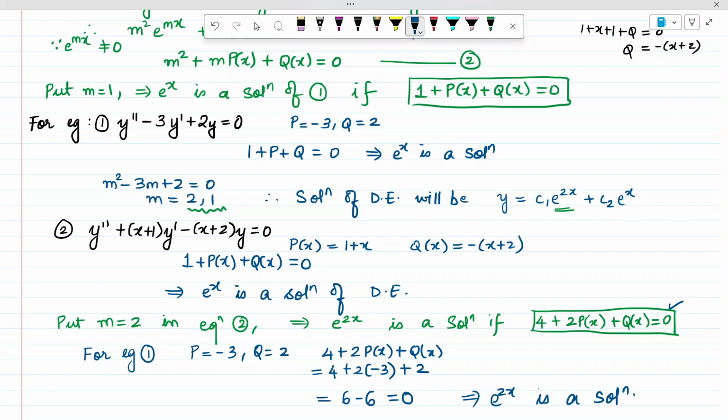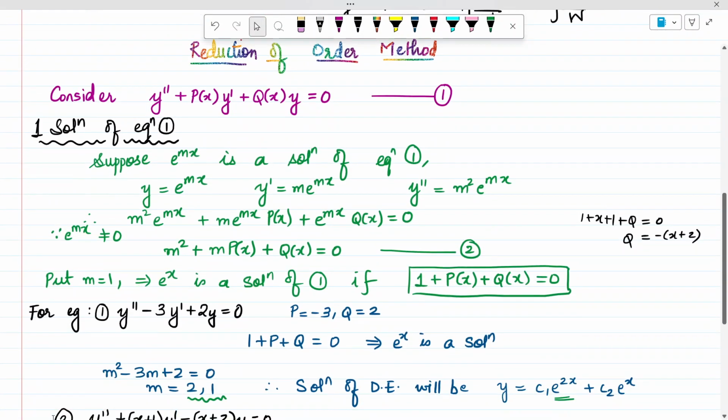Okay, so this was the concept for e raised to x. Of course, you can keep changing the values of m and you will get the other answers. Now, we'll try to apply another category here. This is, say, category number 1. Let's now apply category number 2.